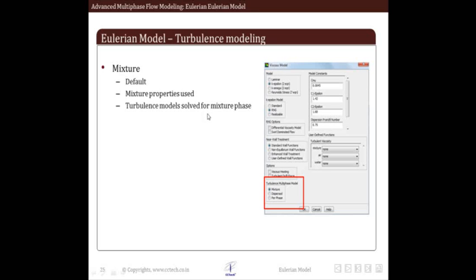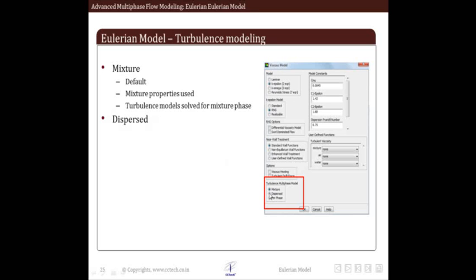Then the turbulence model solves for the mixture phase. That is, for individual phases, turbulence is not solved. Turbulence is only solved for the mixture phase, that is, the mixture of the different phases that we are going to use. So turbulence is not solved in detail for each individual phase. So this is the mixture model.